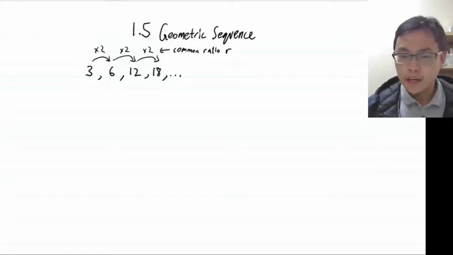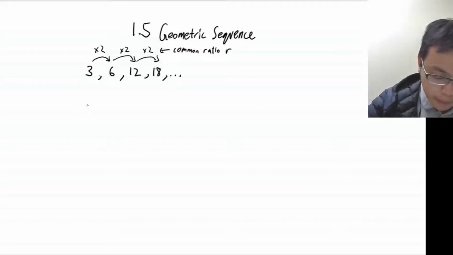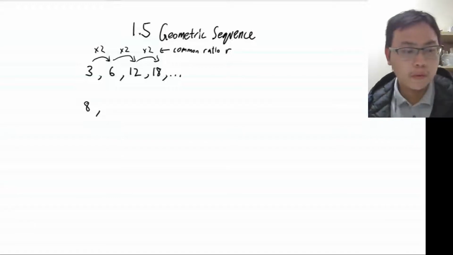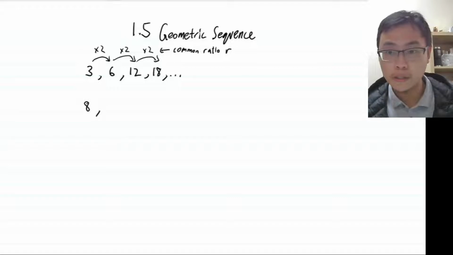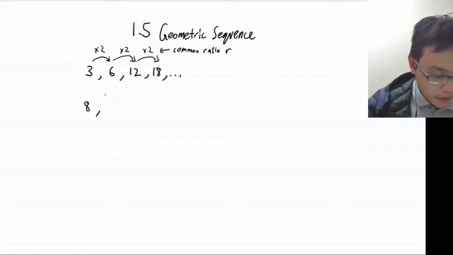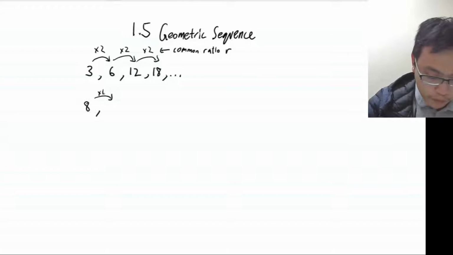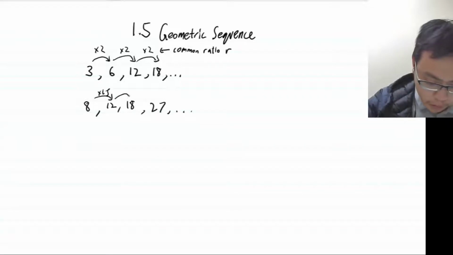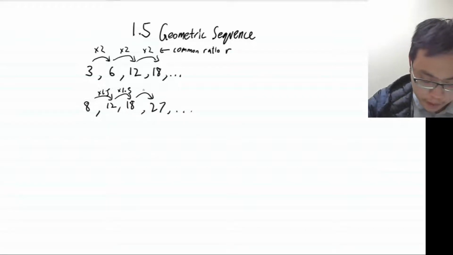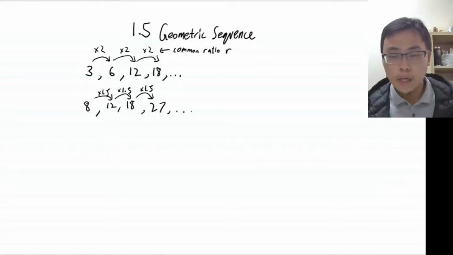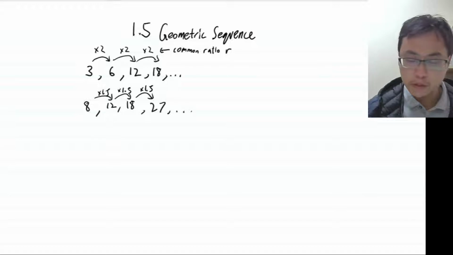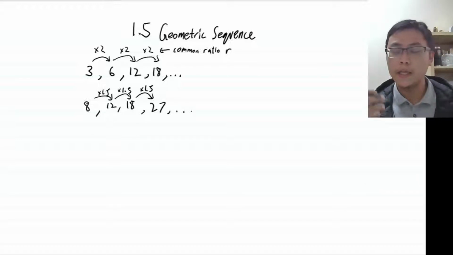So let's have a look at another example geometric sequence. Maybe I can start with the number 8. And then for the next term, I multiply by 1.5. It doesn't have to be a whole number. It can be a decimal. It can be a fraction. If I multiply by 1.5, this is going to be 12. And if I multiply by 1.5 again, that's going to be 18. And if I multiply by 1.5 again, we'll get 27, and so on. So every single term here is times 1.5, times 1.5. That's a geometric sequence.